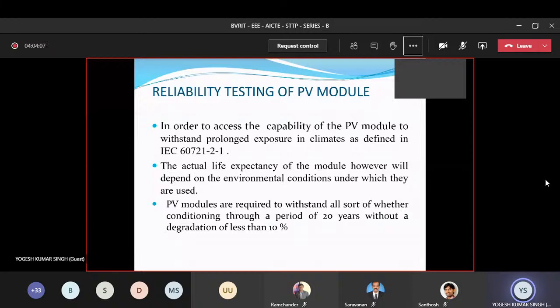Suppose you purchase a 100-watt module today. After 10 years, the module degradation will be 10%, meaning the 100-watt module gives 90 watts after 10 years. And when we talk about 20 years of reliability, if the 100-watt module gives 100 watts today, after 20 years it will give only 80 watts of output. So this is the criterion for deciding the reliability of the module.